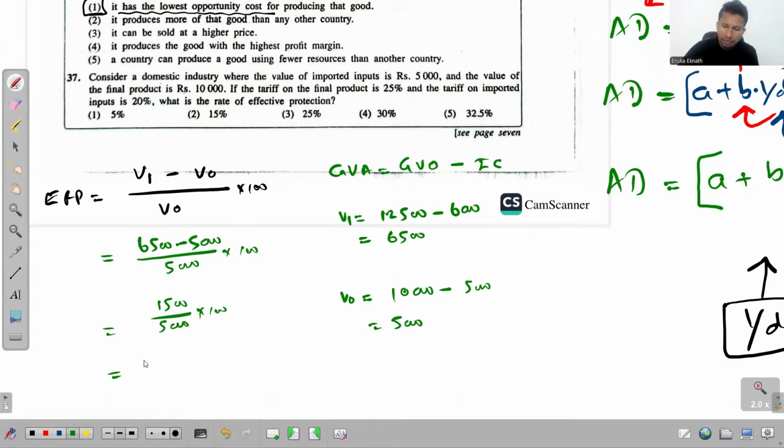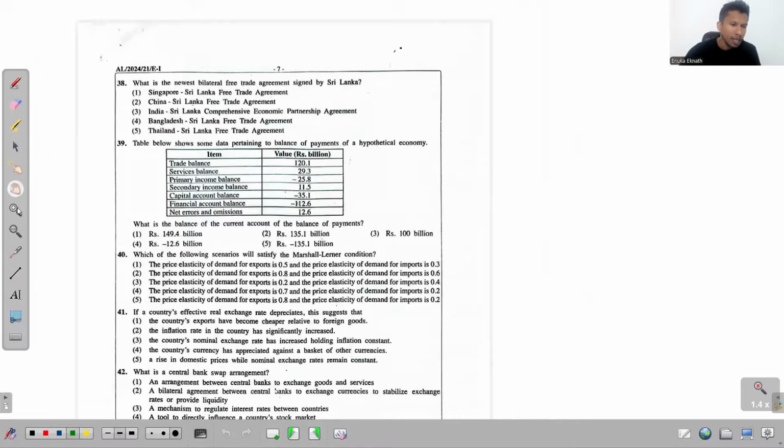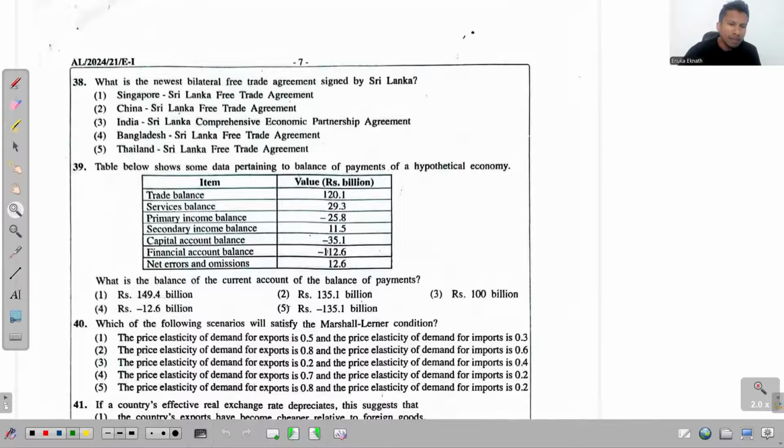15 divided by 50 into 100 is 30%. Right? That is 30%. So the answer for this question 37 is the fourth one. Right. Now we'll move to question 38. What is the newest bilateral free trade agreement signed by Sri Lanka?